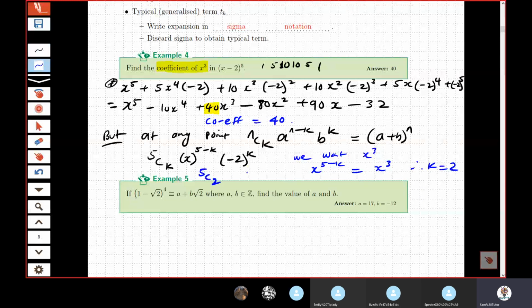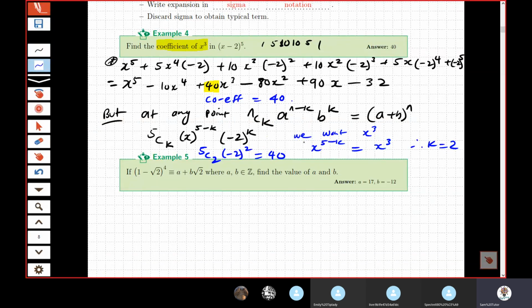You'll get 5 choose 2, negative 2 to the power of 2. I guarantee you this gives you 40, because your coefficient of x cubed when k equals 2, which is 5 take away 2, is 40. That is pretty much, I could say, 50% of your binomial questions using this formula and understanding how this formula works. So hopefully I'm going to make it easy, but you guys got to really see that and how that's working, and let's do some more. Any questions before I move on?